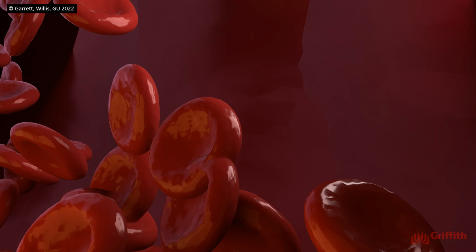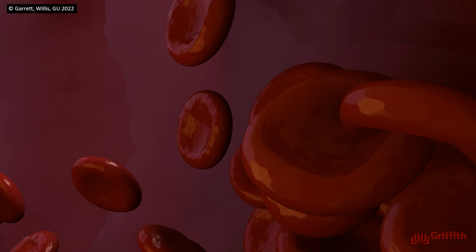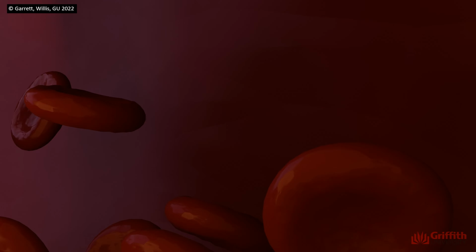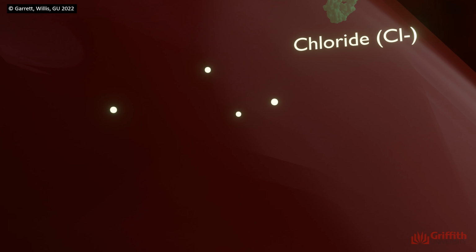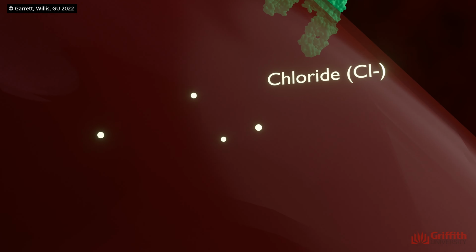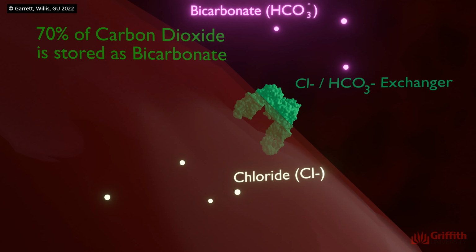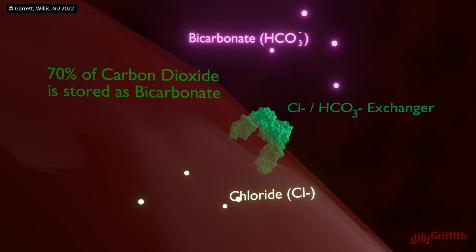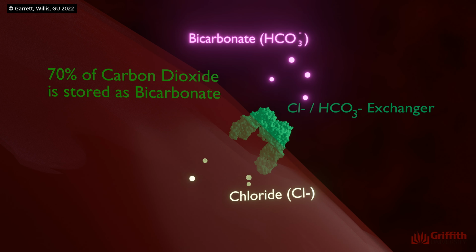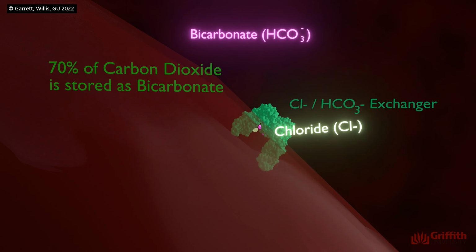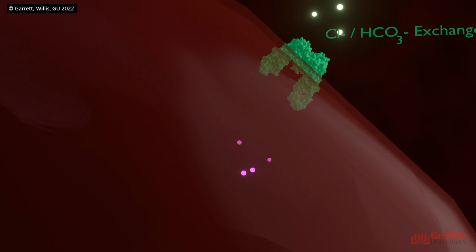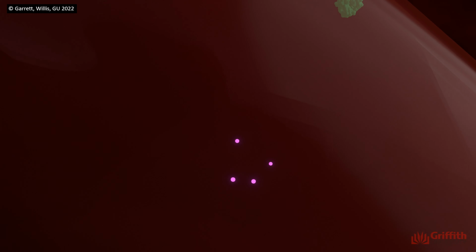Within the lungs, the partial pressure of carbon dioxide is 40 millimeters of mercury, while in the blood of the capillaries is 45 millimeters of mercury. Therefore, the reactions that occurred in the red blood cells near the tissues are reversed. Bicarbonate ions travel from the plasma into the red blood cell through the chloride bicarbonate exchanger. The negatively charged ions are again balanced via the chloride shift.